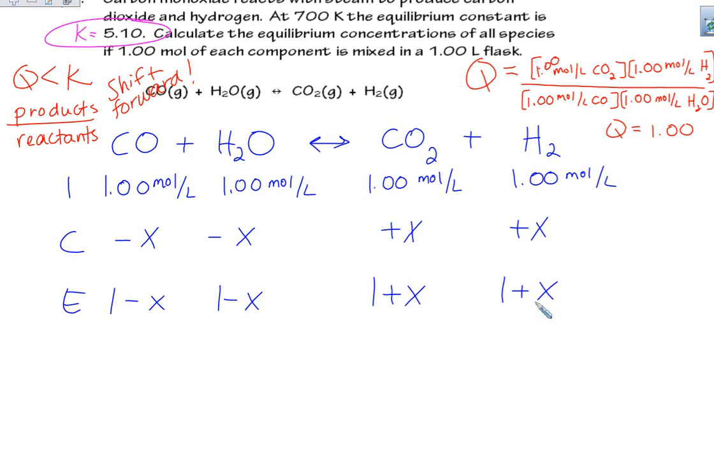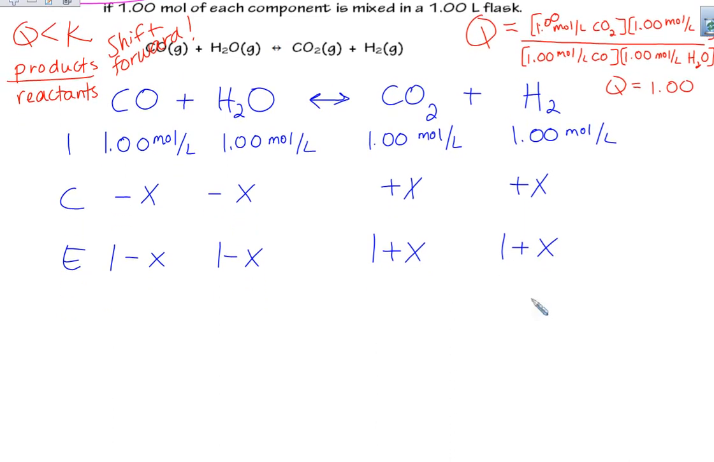How do we solve for x? Super easy. We just need to do a little algebra. Your algebra teachers from years past are going to be so excited. When am I ever going to use this stuff? When I set up ICE tables! Okay, so we know K. K is 5.10. K is products over reactants.